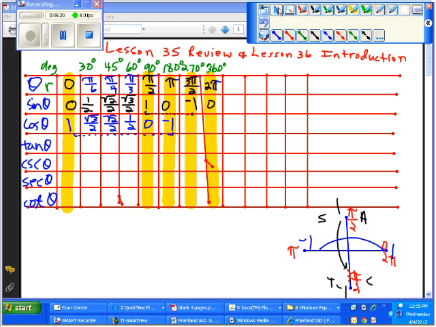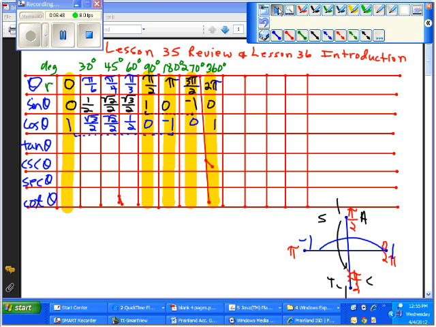Excuse me. The cosine of 270 is 0. Cosine of 360, we're back to 1. And you can see highlighted in yellow, those are the numbers we kept using when we were graphing cosine waves: 1, 0, -1, 0, 1. Okay? It all has to do with our unit circle. Now, that's lesson 35 review.